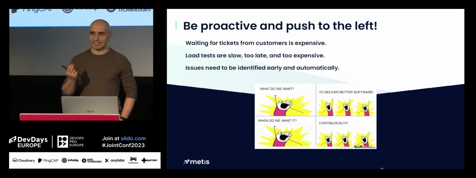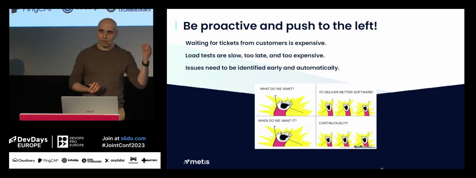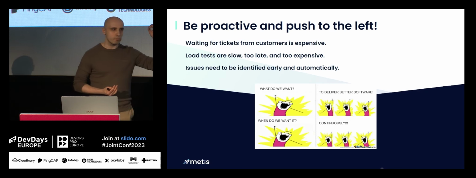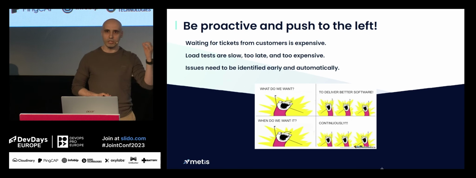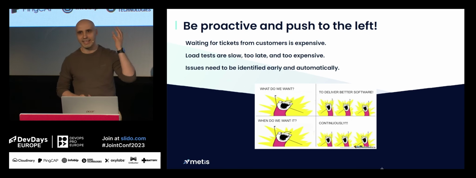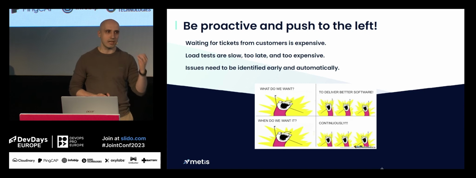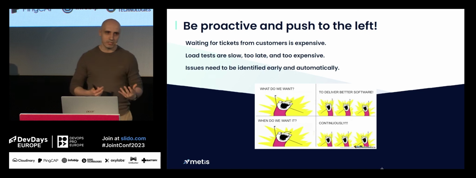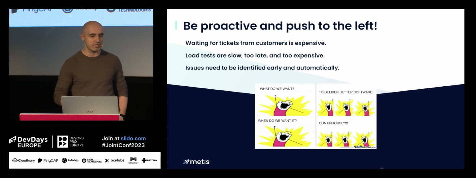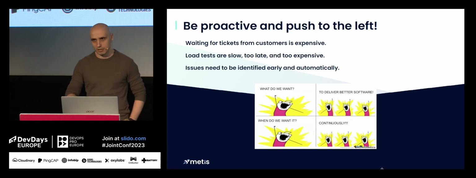So what can we do? We need to be proactive, and we need to push all of that to the left. We need to build a completely novel approach, which is database guardrails. We need to use OpenTelemetry and extract all those things as early as possible to analyze that and tell our developers as early as possible that things are not going to scale well in production.